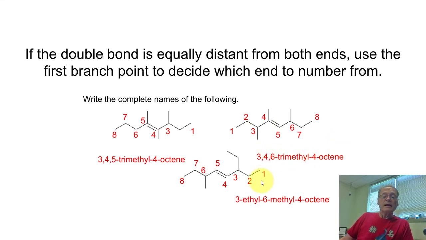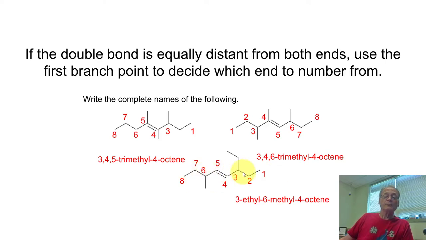So it's 3,4,6-trimethyl-4-octene. And notice that this one's even more complicated because you get to the first branch point, 1, 2, 3, from this end, and 1, 2, 3 from this end. You get to the second branch point, 1, 2, 3, 4, 5, 6 from this end, and 1, 2, 3, 4, 5, 6 from this end.